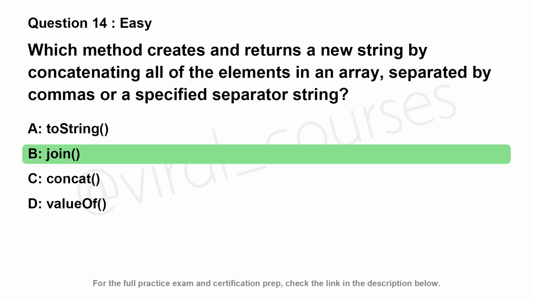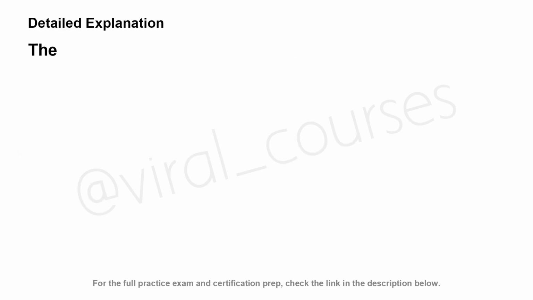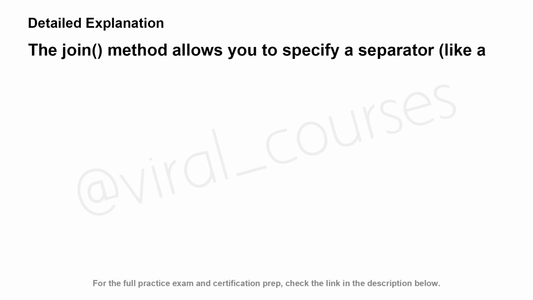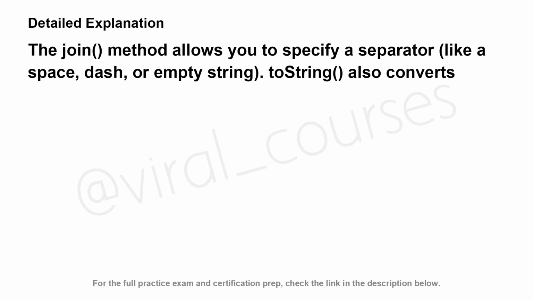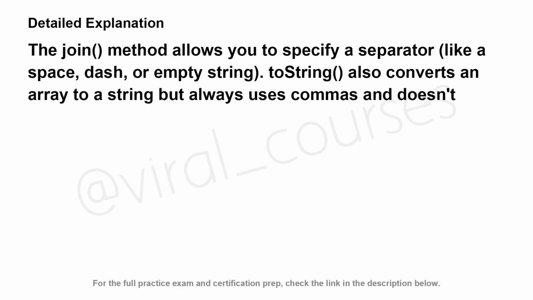The correct answer is B. The join method allows you to specify a separator, like a space, dash, or empty string. toString also converts an array to a string but always uses commas and doesn't allow for custom separators.